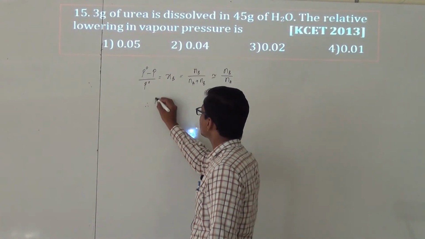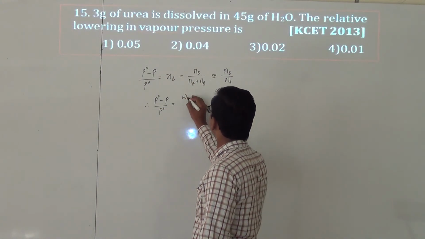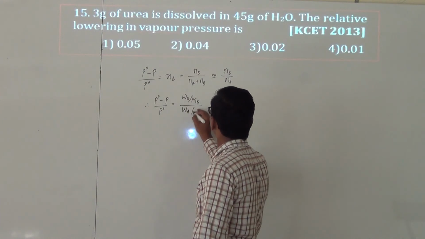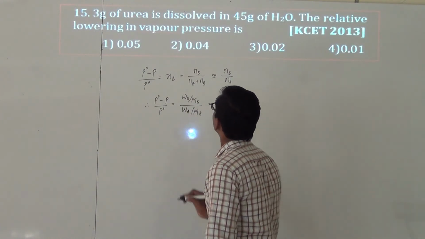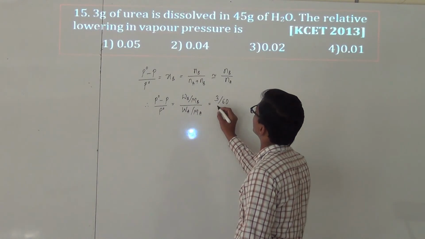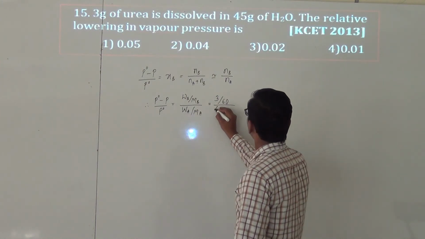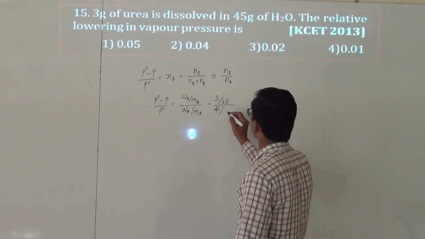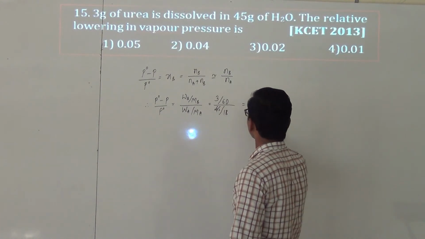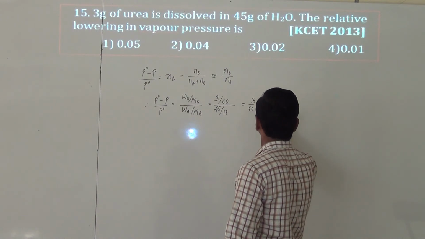Therefore, P naught minus P by P naught is equal to NB, which is WB by MB, divided by WA by MA. WB is 3 gram of urea divided by 60. The molar mass of urea is 60, and 45 gram of water, its molar mass is 18. This is equal to 3 by 60 into 18 by 45.